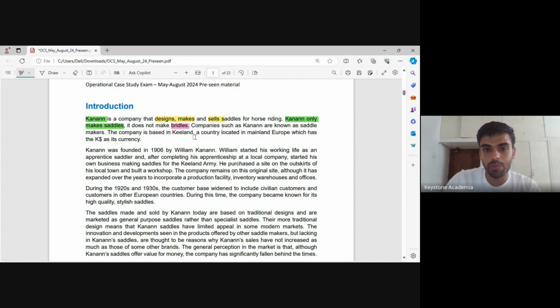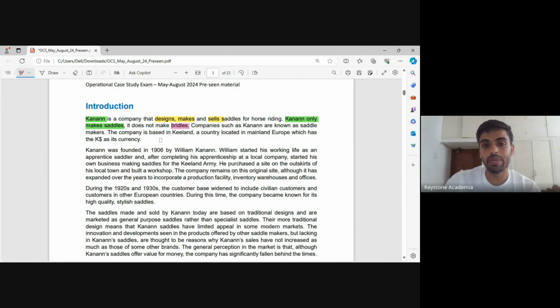So a bridle is focusing more on that. But currently, are we doing bridles? No. But going forward, it's very obvious that our company might think of doing bridles as well. Then we can see the advantages and disadvantages of doing that. Maybe this can be a possible question. Companies such as Canon are known as saddle makers. So we are primarily known as saddle makers. That is our expertise, our experience, our USP in business.